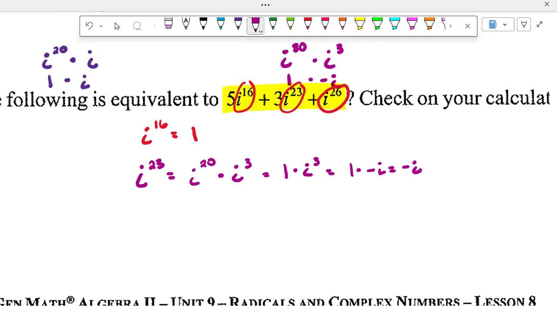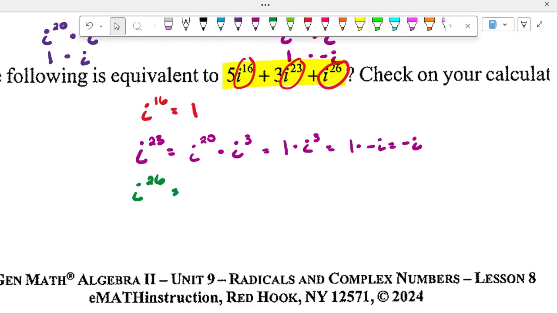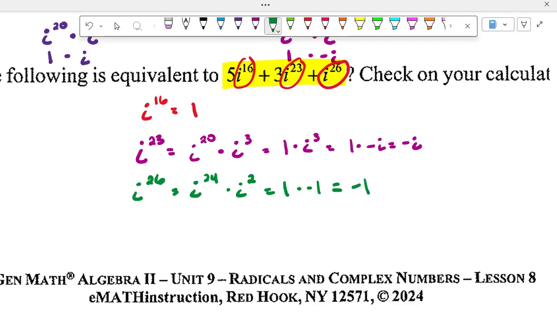Last one, i to the 26th. So what is the closest multiple? 24. I know 28 is also the same distance. Remember, you want the smaller one. It should be smaller than the exponent. How many are left over? 2. All right, so I have 1 times what? What's i squared? Negative 1. So what's the answer? Negative 1.